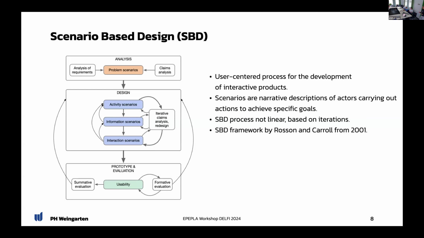And it's an iterative process, so it can always go back at any point. And there are evaluations all the time, so going back and forth. And in the end, you have the prototype and evaluation phase, where the usability is the center, and it's also formatively evaluated and can also go back to phases before. But at the very end, there will be a summative evaluation and hopefully a final product. But already there, it could go back again and start from the first activity scenario.